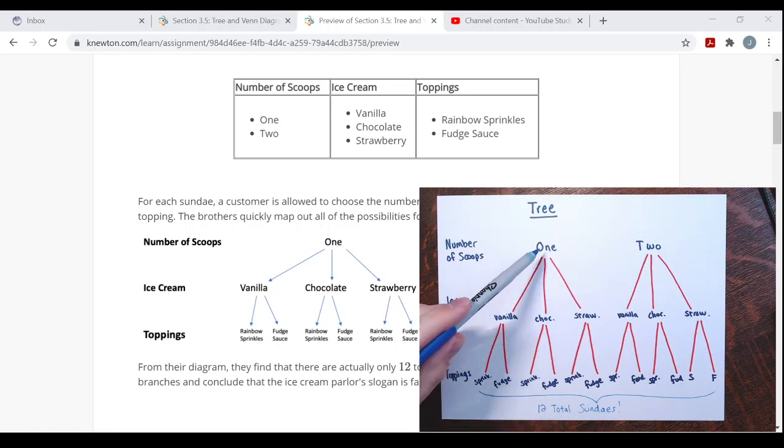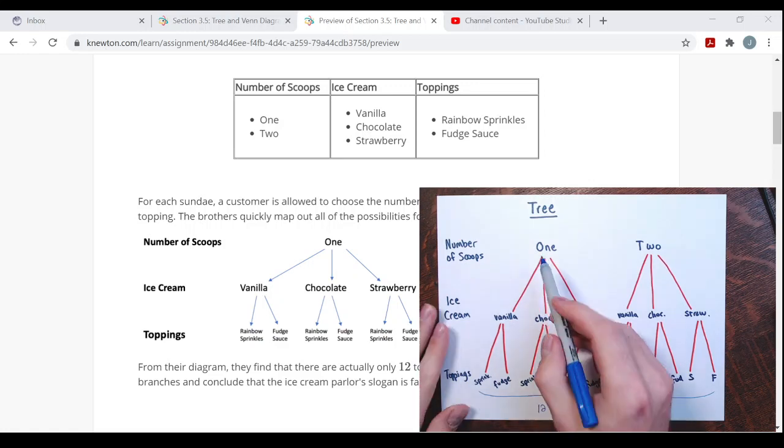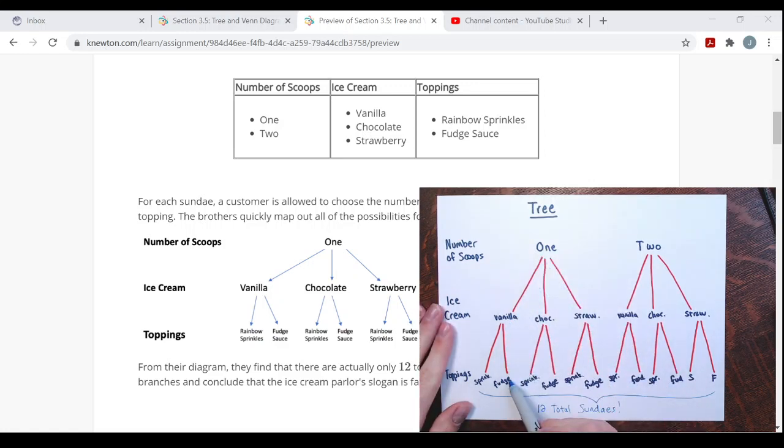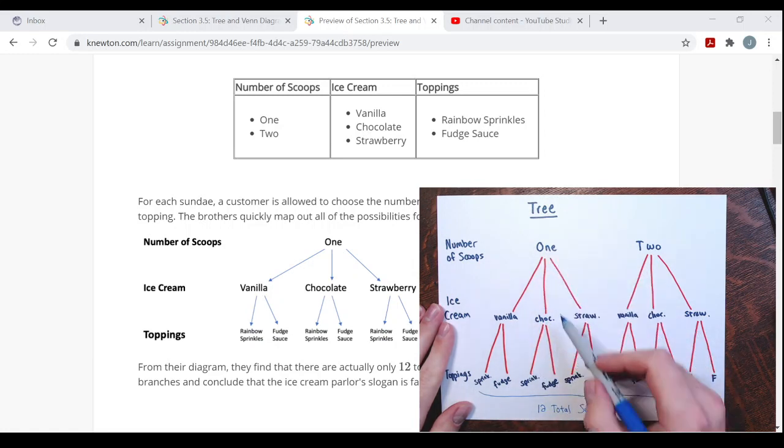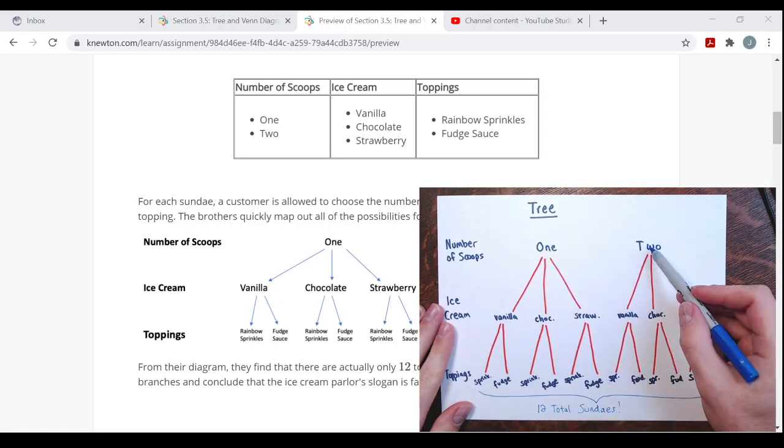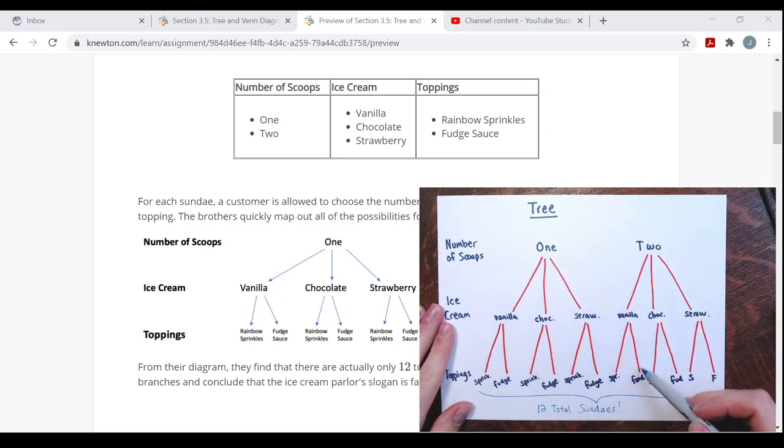1 scoop of vanilla with sprinkles. 1 scoop of vanilla with fudge. 1 scoop of chocolate with sprinkles, 1 scoop of chocolate with fudge, 1 scoop of strawberry with sprinkles, 1 scoop of strawberry with fudge, 2 scoops of vanilla with sprinkles, 2 scoops of vanilla with fudge, 2 scoops of chocolate with sprinkles, 2 scoops of chocolate with fudge, 2 scoops of strawberry with sprinkles, 2 scoops of strawberry with fudge. Those are the 12 different kinds of sundaes you could make if you had to choose a sundae the way they're saying.